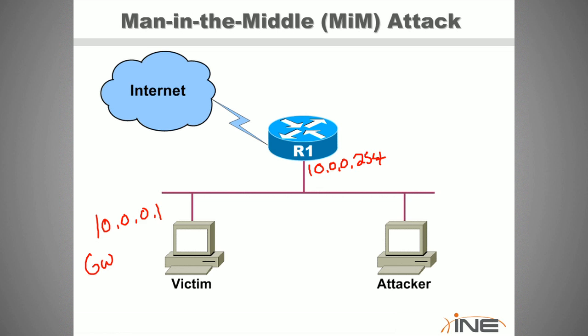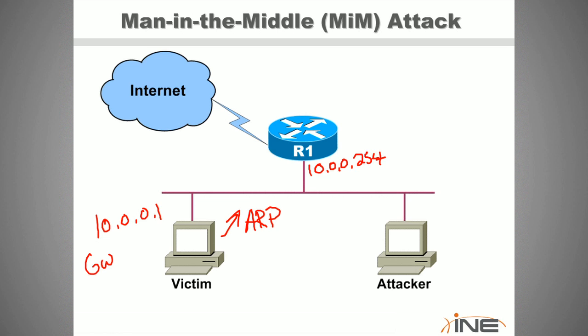So now this host knows that when it wants to send traffic outside the local segment, we need to do a layer 3 to layer 2 resolution for the default gateway's address. In other words, we need to figure out what is the MAC address of 10.0.0.254. So the victim is then going to send out an ARP request.